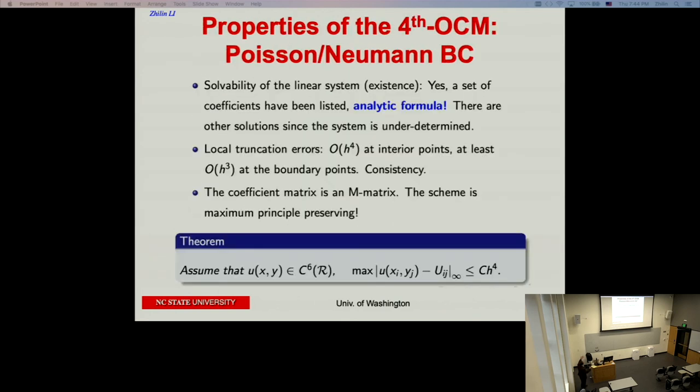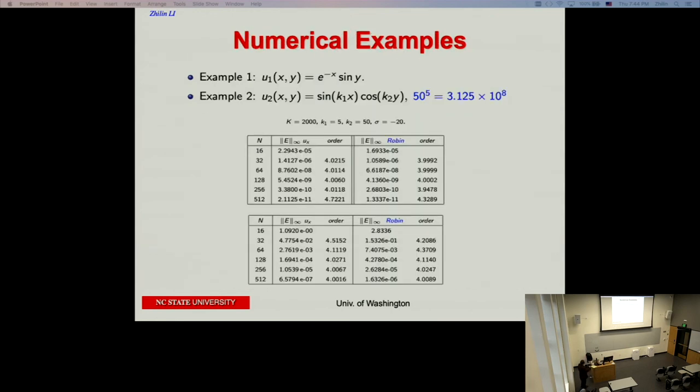And it's underdetermined. So we have this theorem. Usually you suppose enough regularity in order to guarantee the fourth order accuracy. And I show you one example. And this one is more interesting because I can take k very large. I do this for the Helmholtz equation. So the wave number k squared equals 2,000. So it's pretty large. So you can see that I get a very clean fourth order accuracy in the infinity norm. So this is if I know the flux boundary condition, and this is a Robin.